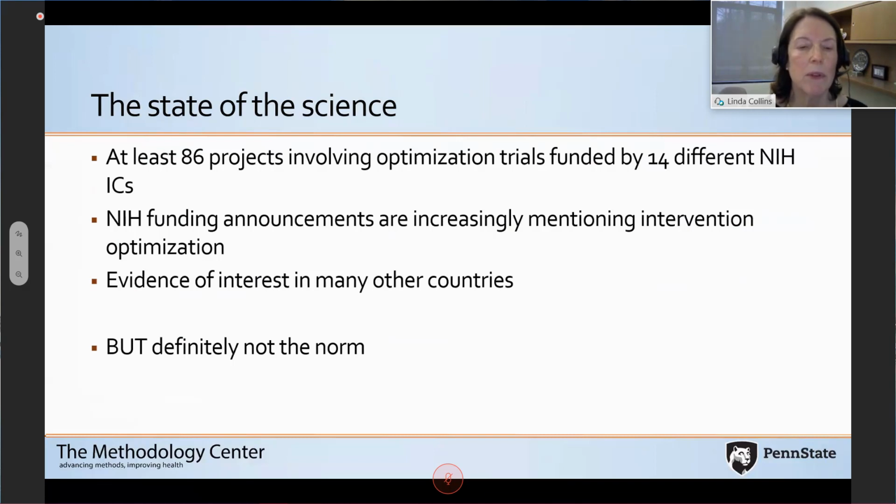And there also is evidence of interest in a number of other countries. Increasingly, I'm being asked to give workshops about MOST and speak about MOST in other countries. So that's all evidence that these ideas are catching on and people are starting to be more comfortable with them, which is great. But it's definitely still not the norm. Worldwide and in the United States, the budgets that are devoted to intervention science overwhelmingly are devoted to the treatment package approach rather than intervention optimization at this point.